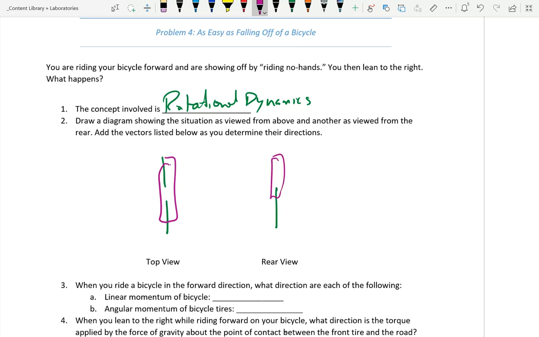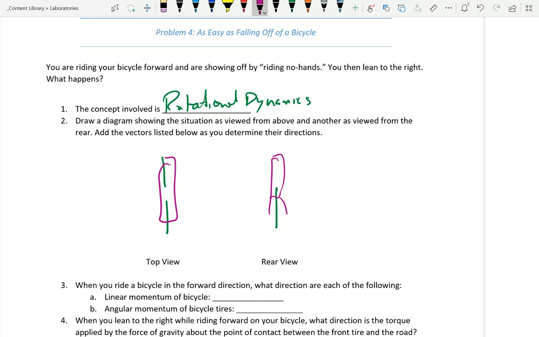Here's the person sitting on it. Okay, so those are my two pictures to begin with. Pretty basic, right? No one claimed I was an artist, or at least I did. And no rational person did. So we're going to have to add things to this diagram as we go on.